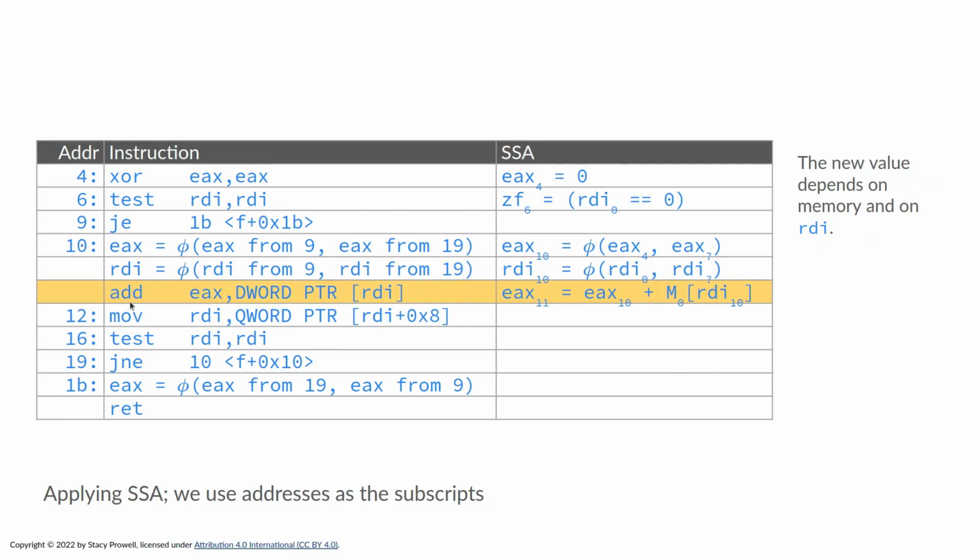Now I do an add. So I'm going to go ahead and add into EAX the contents of memory at RDI. Now notice I gave these subscripts. So RDI10, or RDI at location 10, is going to either be RDI0 or RDI coming back from 19. And I don't know what that is yet. So there we go. Memory 0, because I haven't changed memory globally. I've just done that. And there we go, EAX11 should be pretty straightforward, just adding into EAX.